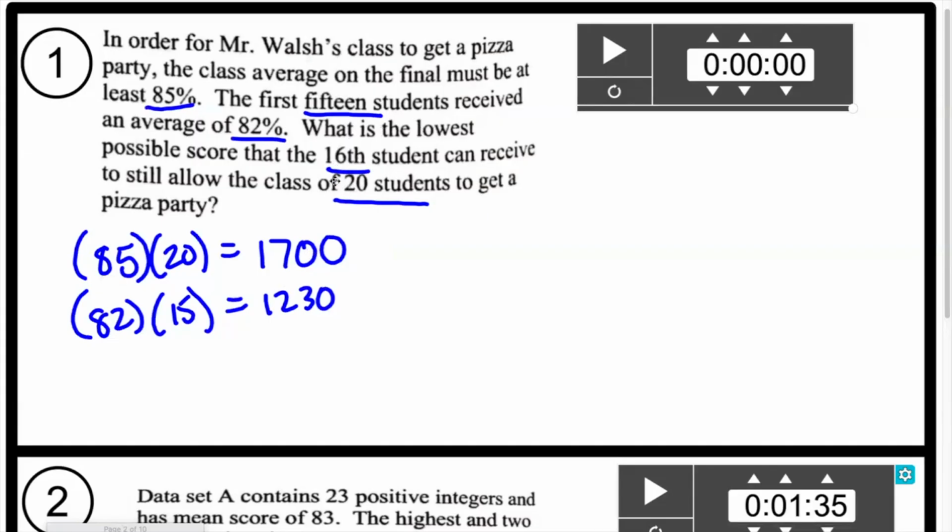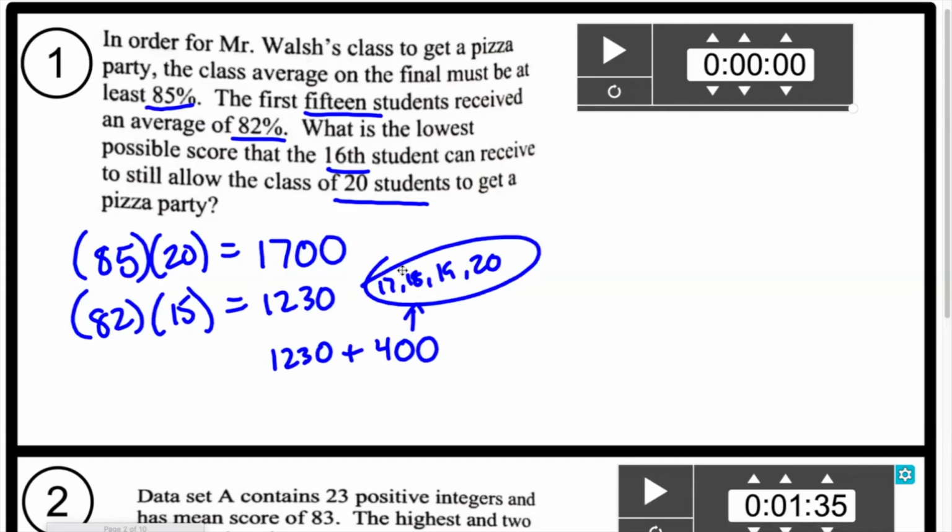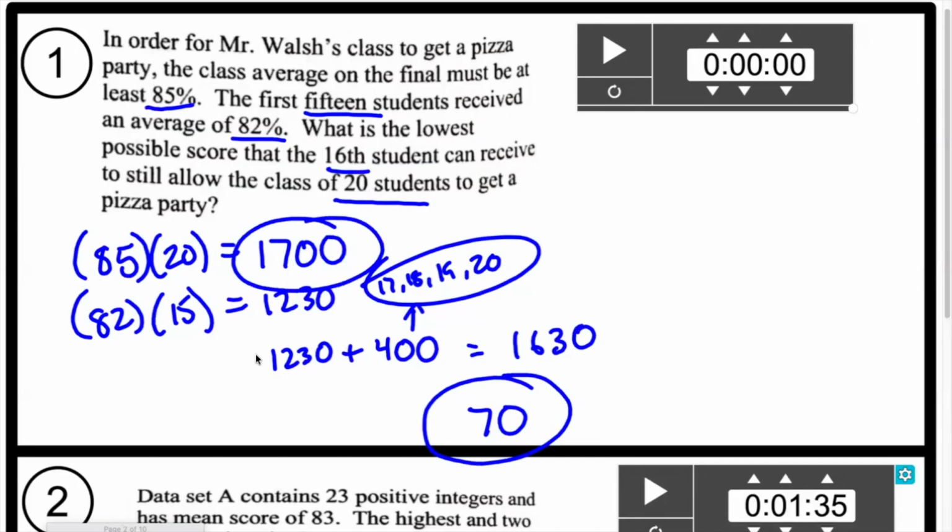Well, it says nothing about the 17th, 18th, 19th, and 20th. So that's four students. So to make this person as low as possible, we have to assume that the other ones are going to be as high as possible. So that means that those other students must all earn 100. So that means that's a total of 400. So again, this is the 17th, 18th, 19th, and 20th students. This is assuming that they get 100. Now that brings our total to 1630. So this 16th person, they must get at least a 70. Because if they get a 70, we'll get to our total of 1,700.